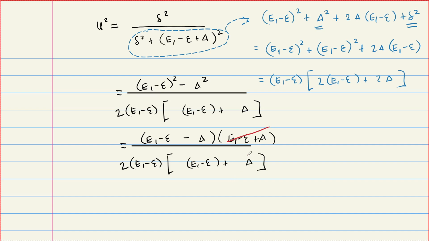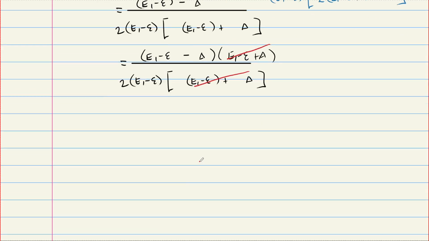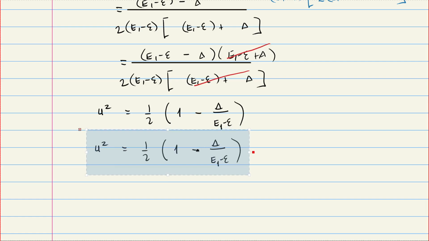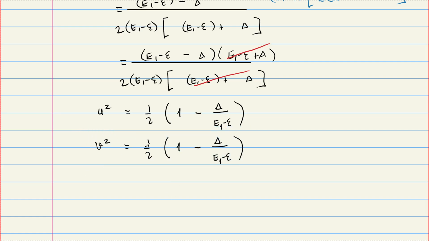So this one is going to cancel this one. And you can see this thing is 1 over 2 E1 minus epsilon divided by E1 minus epsilon is 1 minus delta over E1 minus epsilon. So this is my U squared. And if I have U squared, I have V squared immediately. How? V squared plus U squared is 1. So if I do this, I have the solution. Good. So a little bit roundabout, but this works.